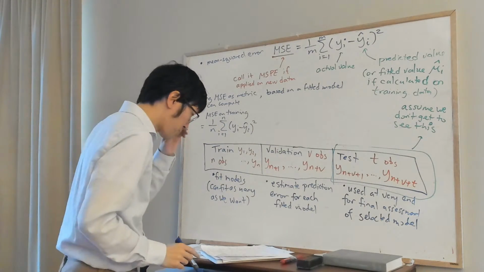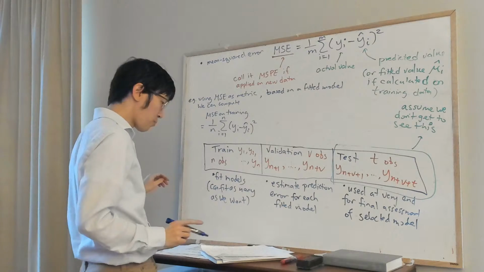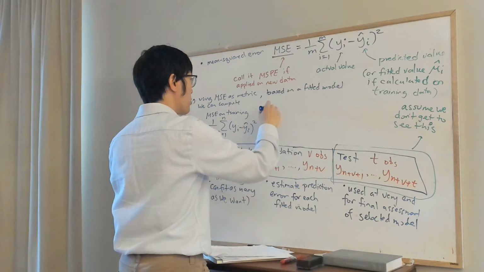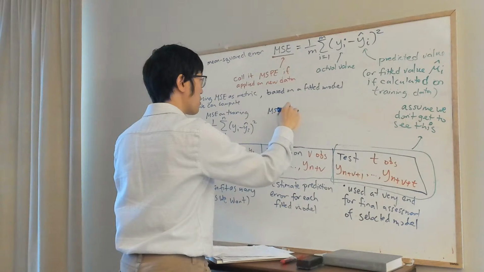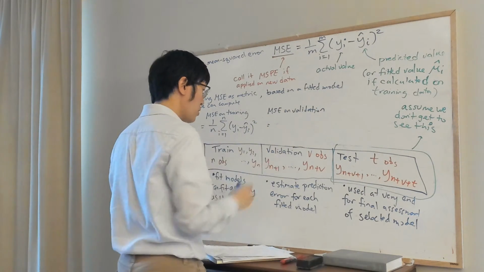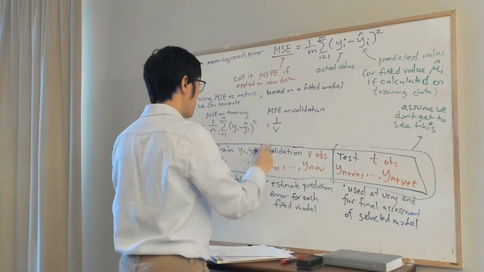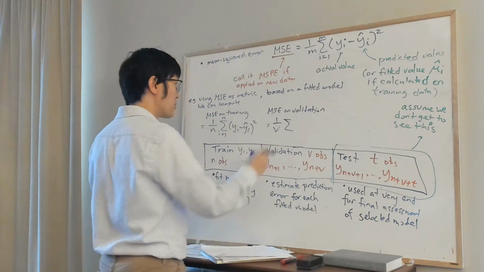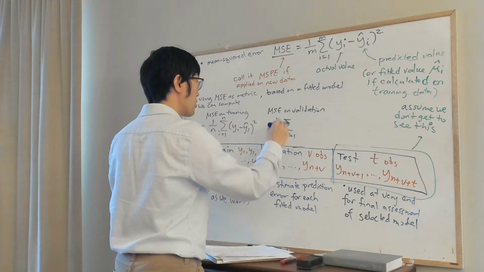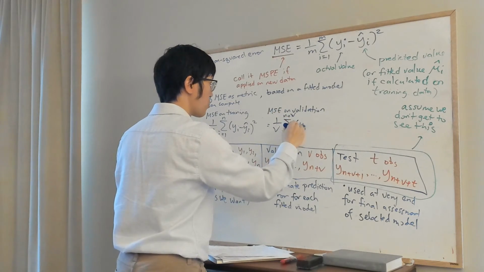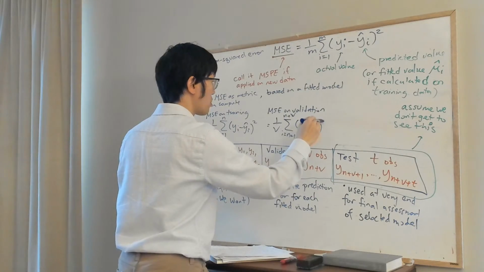Likewise, we can calculate our mean squared error on the validation data. There are v of these observations, so 1 over v, and I want to make the notation clear, which is why I gave them different indices. So now i goes from n plus 1 to n plus v, of (yi minus yi hat) squared.